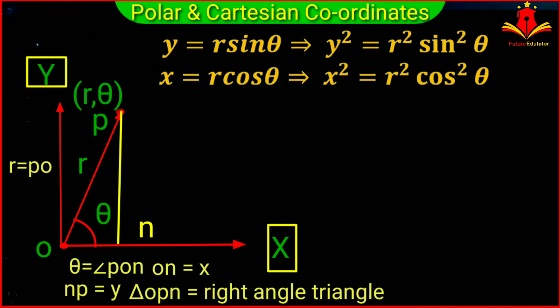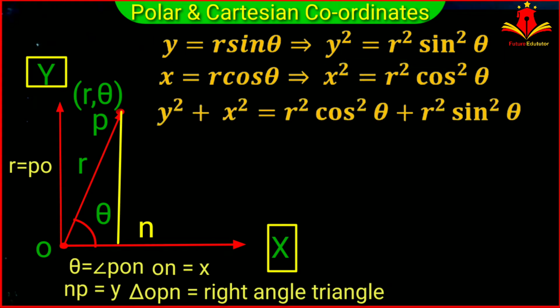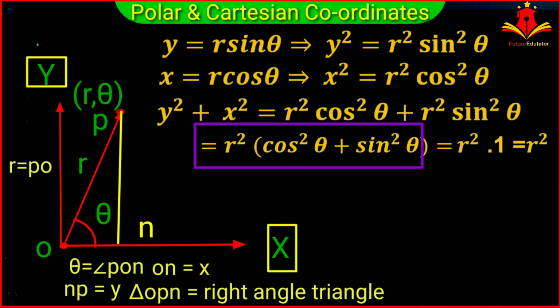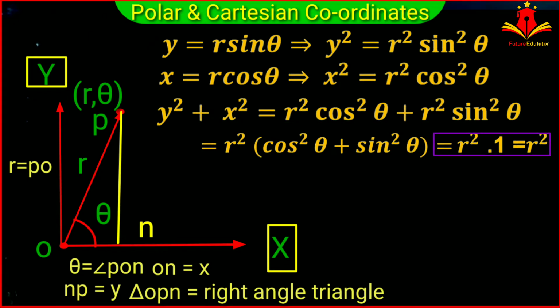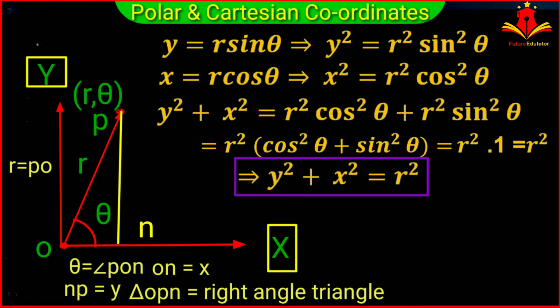Now squaring the first equation, number 1, and the second, equation number 2, and adding. x square equals r square cos square theta and y square equals r square sin square theta. So x square plus y square equals r square cos square theta plus r square sin square theta. Taking r square common from the right side, r square times sin square theta plus cos square theta. We know sin square theta plus cos square theta equals 1. So x square plus y square equals r square.